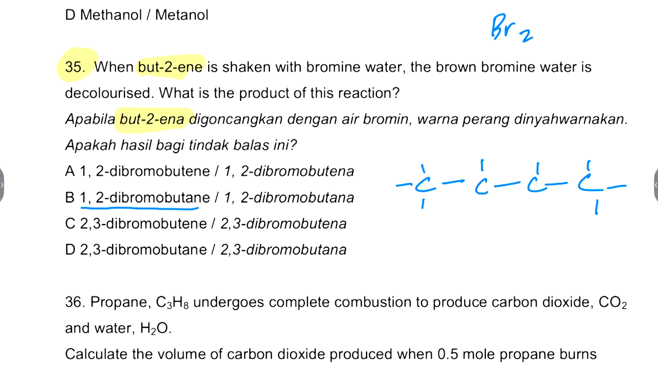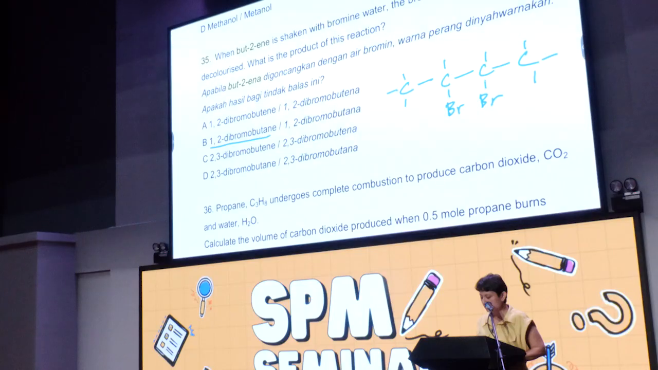Okay, just now there was a double bond. The double bond will open up. The bromine will be here and here. Can you see? And then it's no longer butene, it's butane. So it's 2,3-dibromobutane. If you look at all of this, macam sama saja, 1,2-dibromobutane, 1,2-dibromobutane, it looks the same. But it's not the same. Okay, it's not the same. All right.